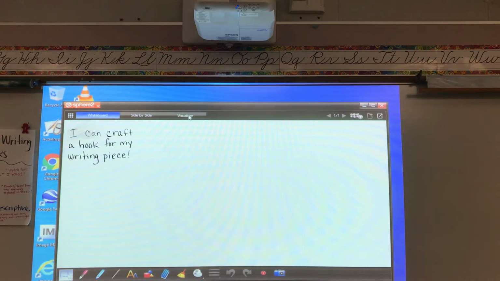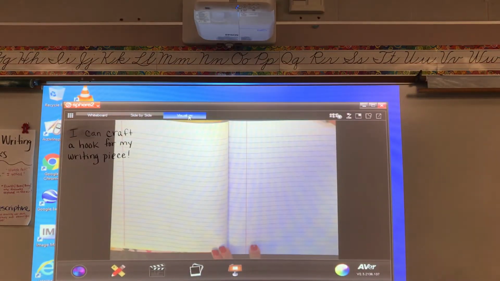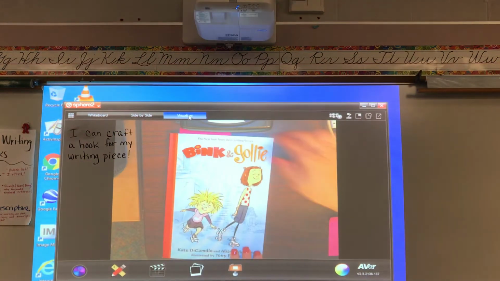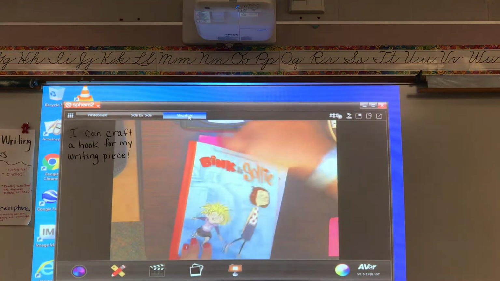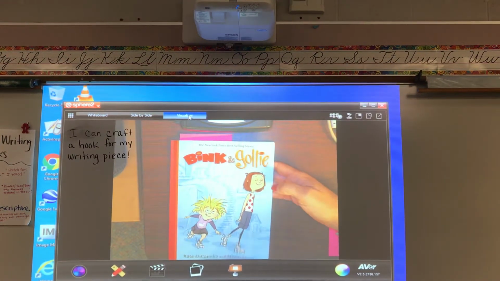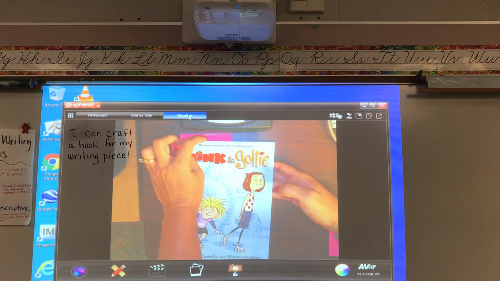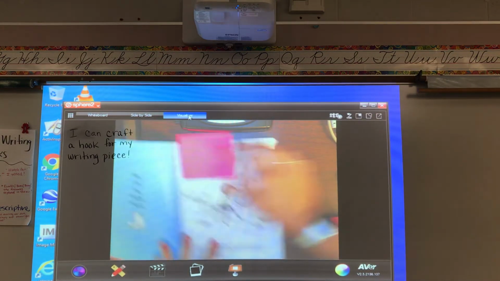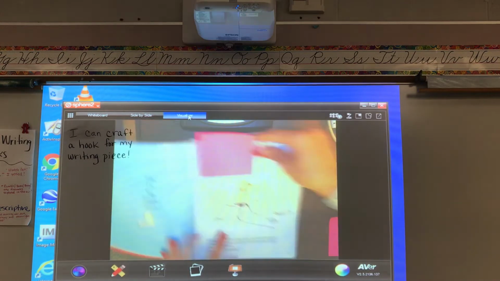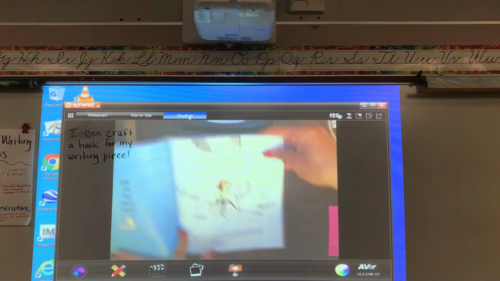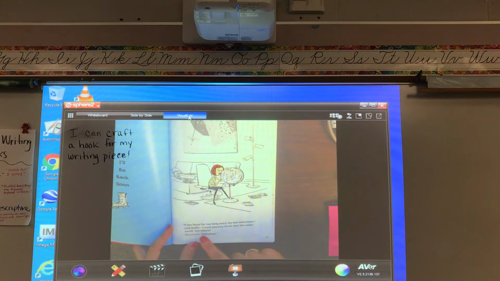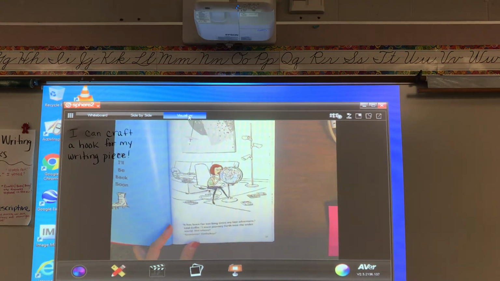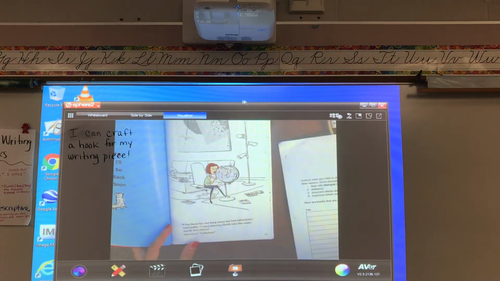So let me start out with, here is our first mentor text. It's Bink and Gollie. Okay? Bink and Gollie, this author, Kate DiCamillo, loves to start out by using dialogue. So the name of this story is P.S. I'll be back soon. If you look here on this page, it says, "It has been far too long since my last adventure," said Gollie.